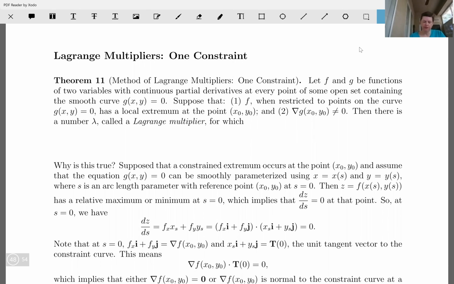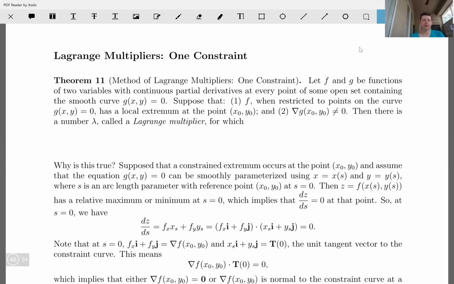Let f and g be functions of, let's say, two variables that have continuous partial derivatives at every point of some open set containing the smooth curve g(x,y) = 0. So we need to make some assumptions. First, that f, when restricted to points on the curve g(x,y) = 0, has a local extremum at the point (x0, y0). And the second assumption is that the gradient of g at that point is not 0.